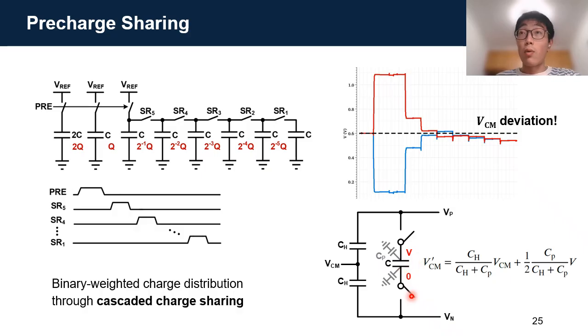So ideally, when the top plate holds a certain amount of positive charge, the bottom plate should hold an equal amount of negative charge, ensuring symmetry. But in practice, parasitic capacitance disturbs the balance. The parasitic capacitance at the bottom plate does not accumulate charge, whereas the parasitic capacitance at the top plate does. As a result, the charge distribution is no longer perfectly symmetrical, leading to a deviation in the common mode voltage.